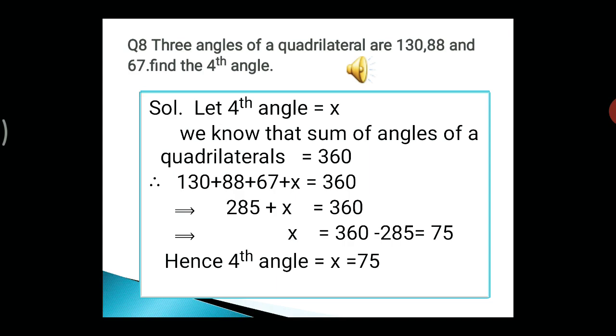Now adding all these three angles, 130 plus 88 plus 67, that will become 285, plus the variable x, that will become 360 degree. Now transposing 285 from the left hand side towards the right hand side, we know when a positive value is moved from the left hand side to the right hand side, the sign changes from positive to negative. So the value of x is 360 minus 285, which is equal to 75. So the value of x is 75. That means the fourth angle is 75 degree.